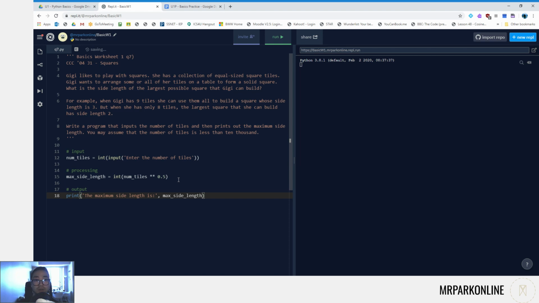And that would be our program. Let's run this. Let's say there were 81 tiles. The max side length would be 9, right? Because we just have to square root our input.